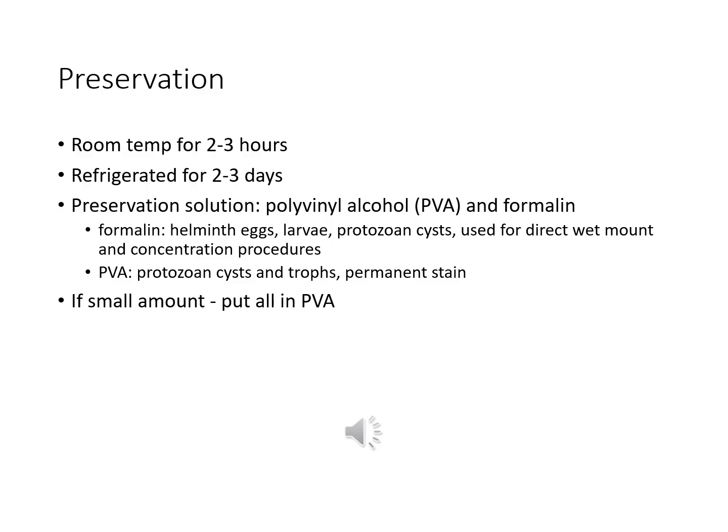The other method, and typically the preferred way if you are doing a send-out, is to use an O&P kit. It has one vial that contains polyvinyl alcohol, or PVA, and the other tube contains formalin. Depending on what parasites we're expecting, based on patient history and sometimes patient travel, formalin gives us the better chance of recovering helminth eggs, larvae, and protozoan cysts, and it can be used to make direct wet mounts and concentration procedures as well. The PVA is best for protozoan cysts and trophozoites, and the PVA vial is usually used to do a permanent stain. If you only have a small amount of stool, you're going to put all of that into the PVA vial.